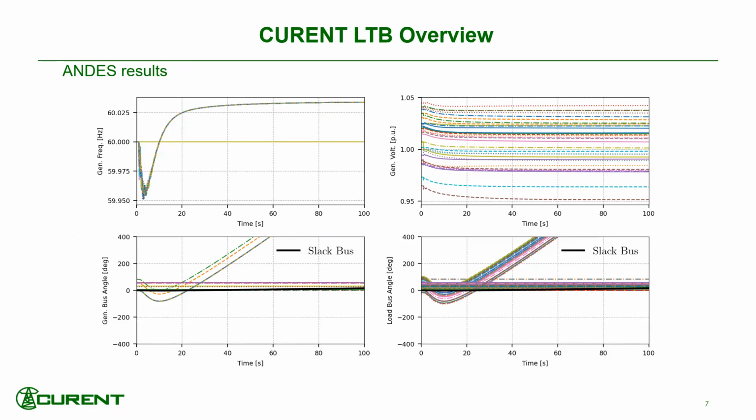In these figures, I plotted the generator frequency and voltage on the top two figures. In the lower two figures, I plotted the generator bus angle and the load bus angle. We can clearly see that the system frequency dropped first, but then went over 60 Hertz. Given the lower two figures, we can find that the bus angles are very different between the slack bus and the other buses. This means that the system might have already lost synchronization.